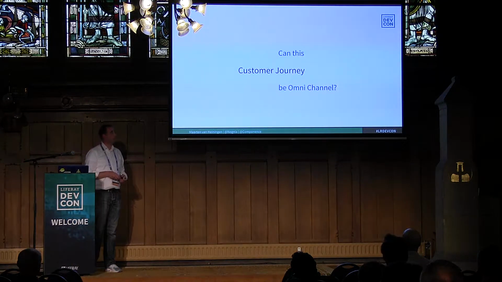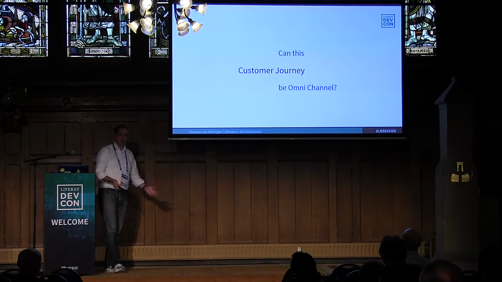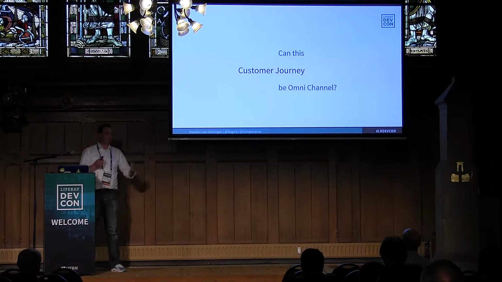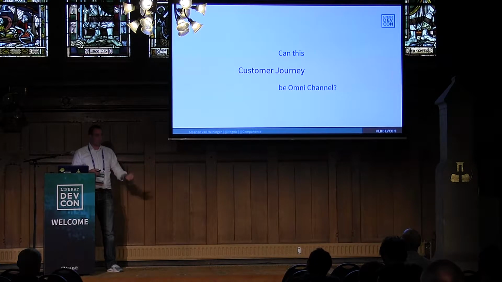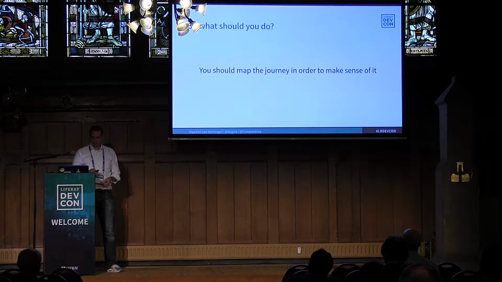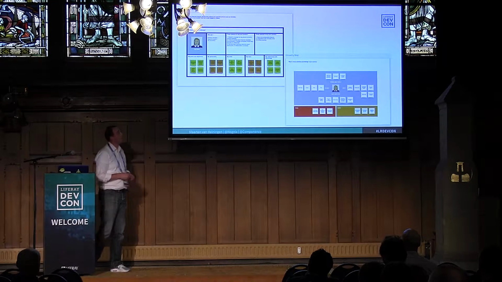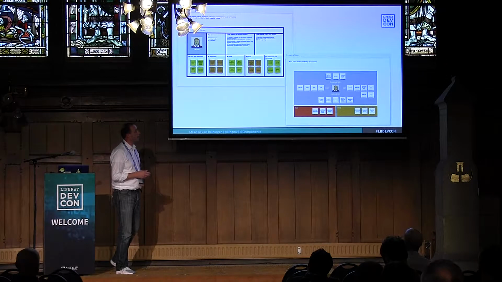And this can be omni-channel. So we are here in this building, and we want to go from A to B, and it's like brick and mortar, but it's also on the web. And you should map it in order to make sense of it. So this is called customer journey mapping. And for this you have multiple tools. But I like this tool.